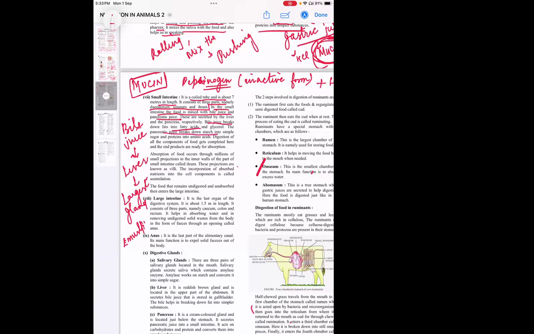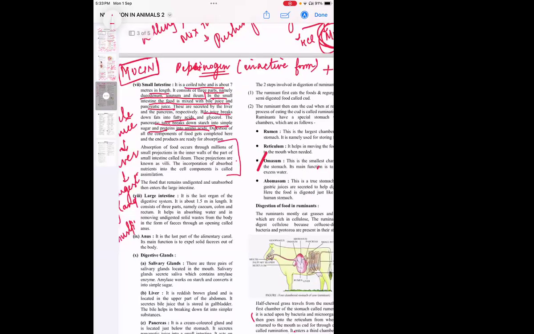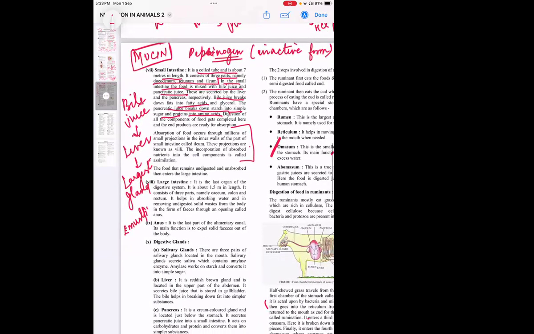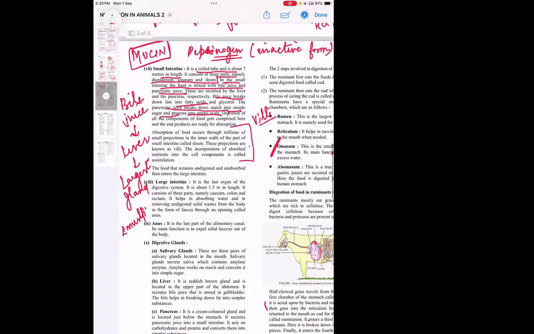Whereas the pancreatic juice will break down the starch into simple sugar and protein into amino acids. So that is how we say that the complete process of digestion happens in the small intestine. Also, the small intestine has finger-like projections called villi. What do these villi do? They help in the absorption of the food, so that the more food they get, the more energy they will be getting to do the daily tasks.